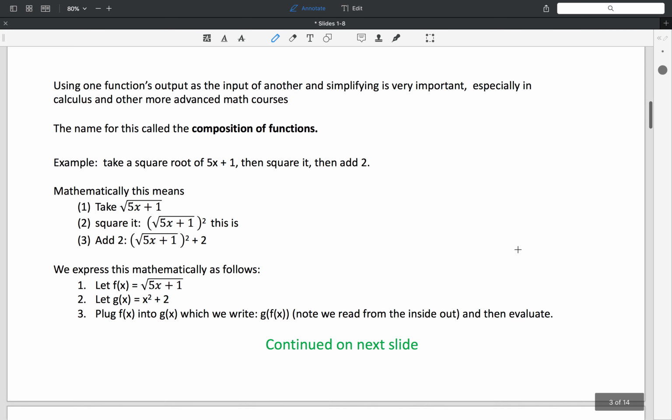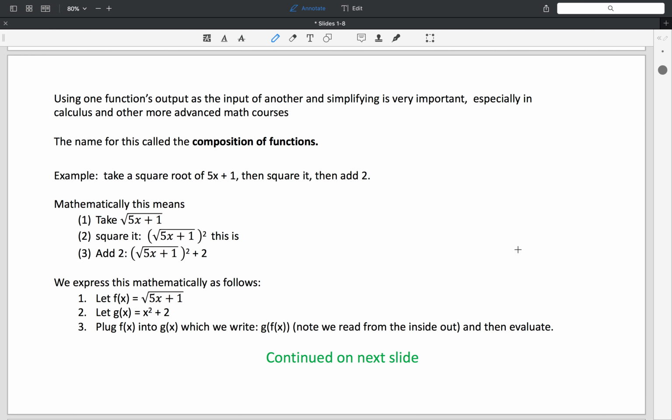So we're going to get into the notion of composition of functions, and that's when you use one function's output as the input of another. So it's like a chain. And then you simplify. And this is really important. Good skill to have in this class, but also in calculus and other classes.